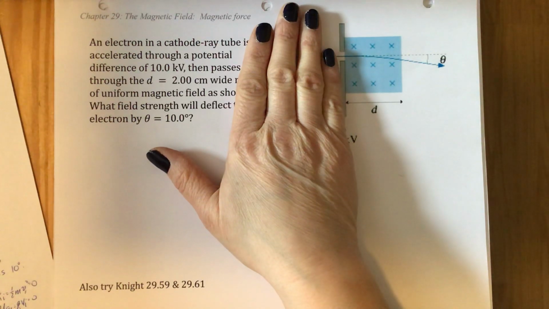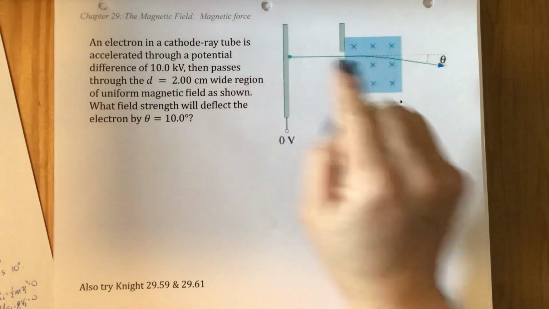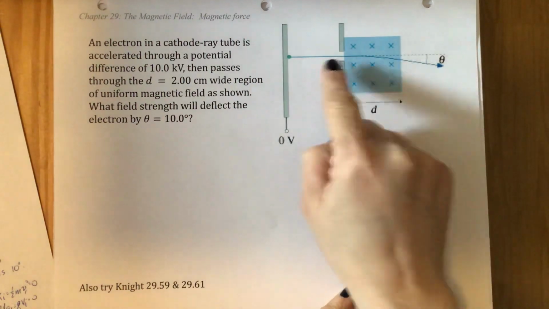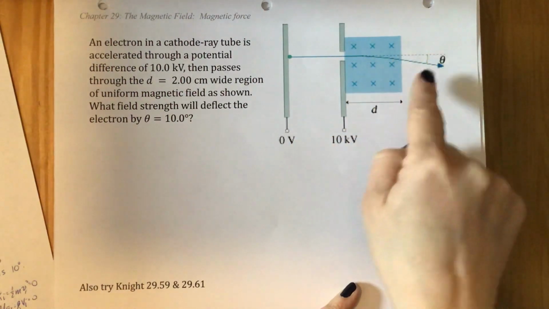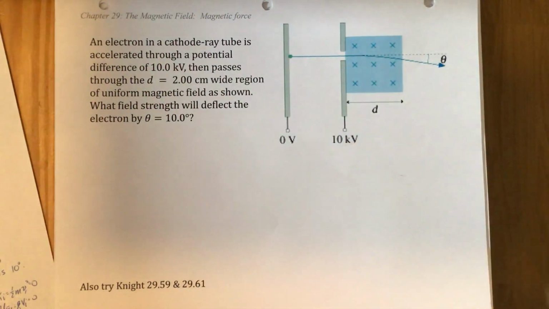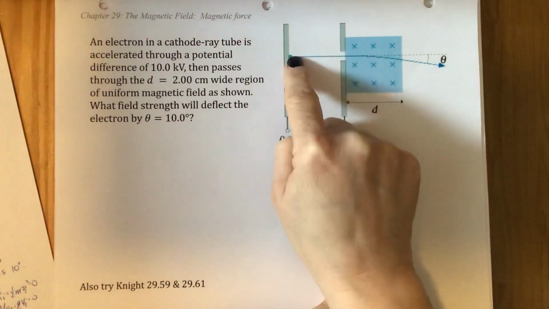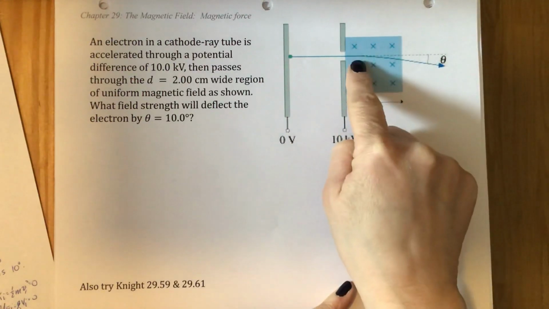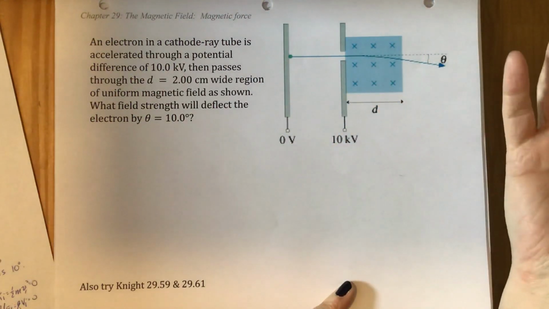Then we compare this velocity to that line that goes straight through, knowing that that angle is 10 degrees, and see if we can sort out B. So that's our plan. Conservation of energy here, magnetic force here, throw in a little bit of kinematics to find v, and then a little bit of trig to find B.